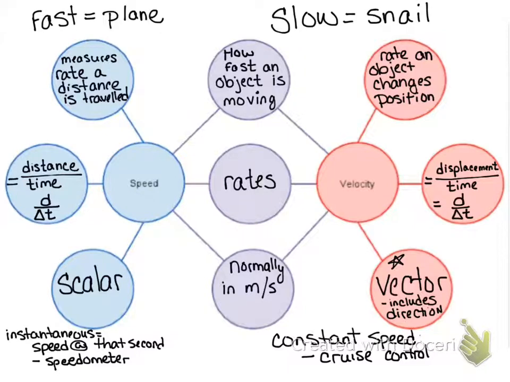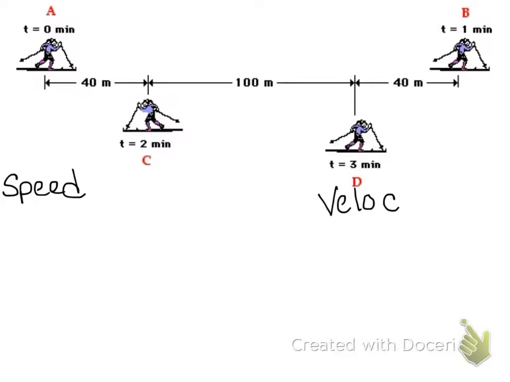So let's look at a practice problem. We're going to look at speed and velocity for this problem. If you look, we have a skier, and the skier is at positions A, B, C, and D, and they're going to travel from A to B to C to D. We're going to calculate the speed first, and then we'll calculate the velocity. So let's start with speed.